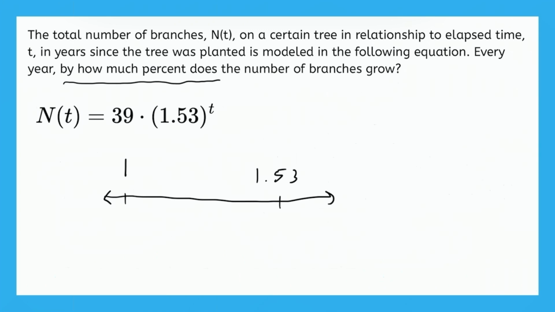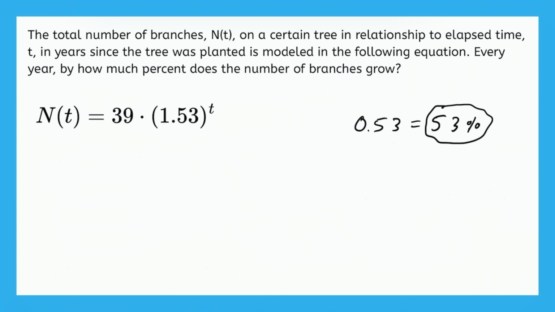So what's the distance between 1 and 1.53? Well, this distance right here is 0.53. Multiply that by 100 and we get the percent. So every year it grows by 53%.